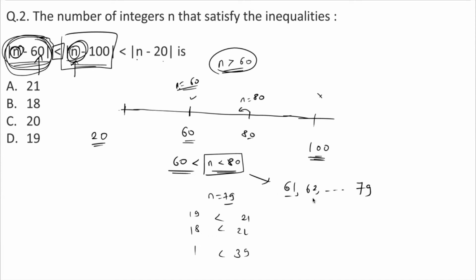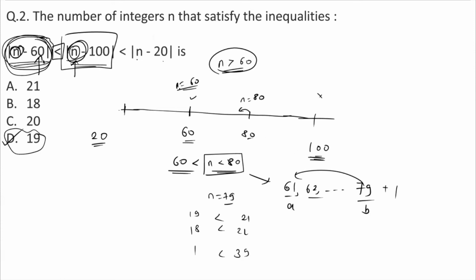For consecutive integers going from a to b, we have learned this so many times now, how many integers are there? b minus a plus 1. So 79 minus 61 is 18, plus 1. Total we have 19 possible integers. So how many integers n satisfy the given inequalities? The answer is there are 19 such integer values, starting from 61 up till 79.